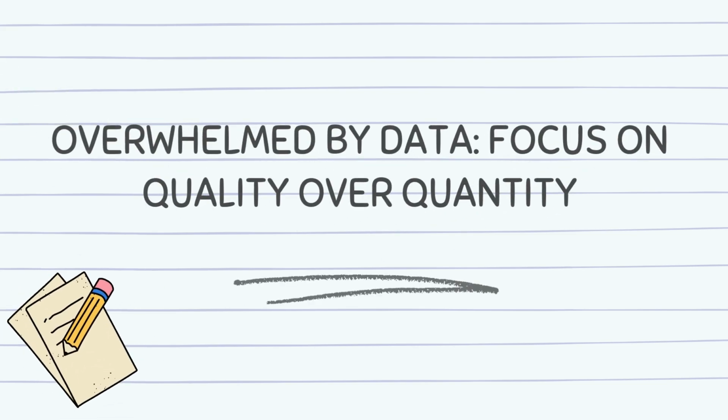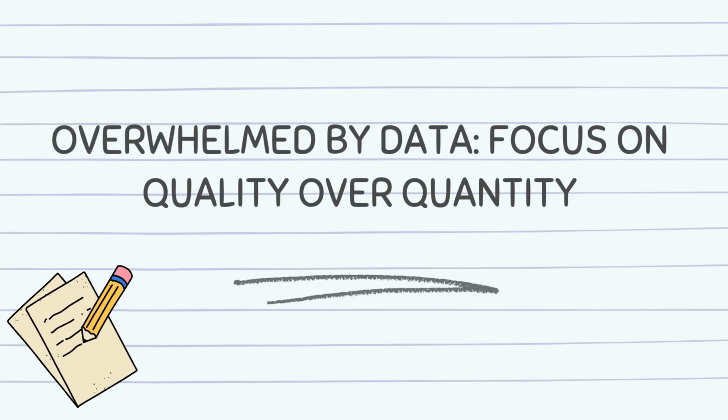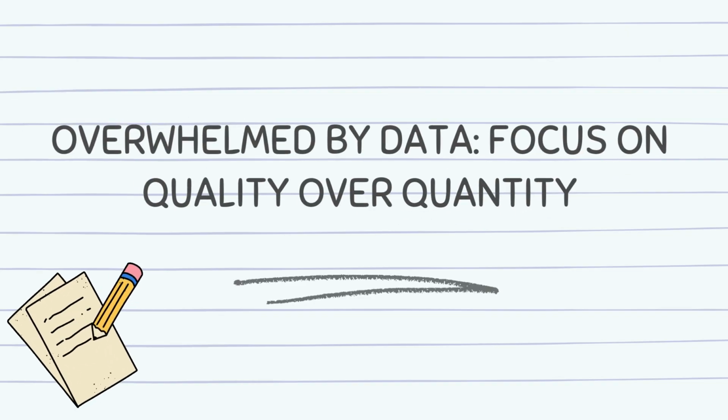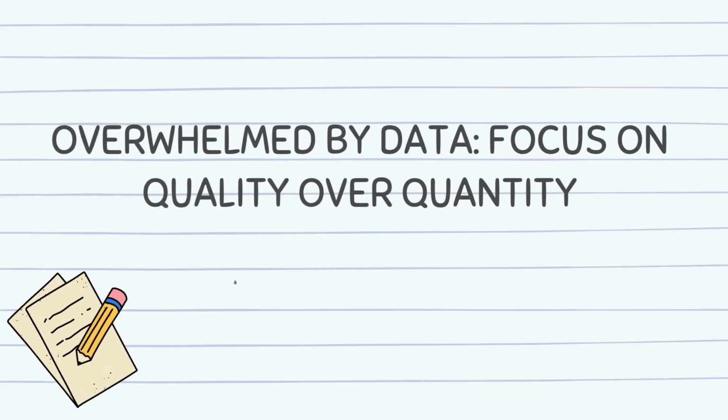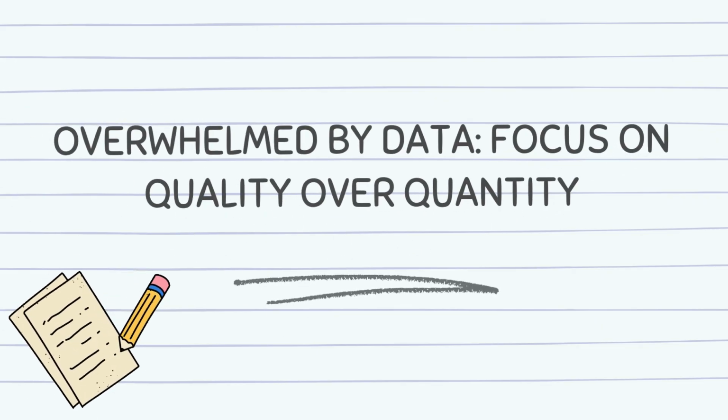In Chapter 2 of your thesis, where you review and synthesize existing literature, you may feel overwhelmed by the sheer volume of available data and studies. Rather than trying to include every source you encounter, it is essential to focus on quality over quantity. This approach means carefully selecting only those studies that are most relevant, reliable, and influential to your research topic.